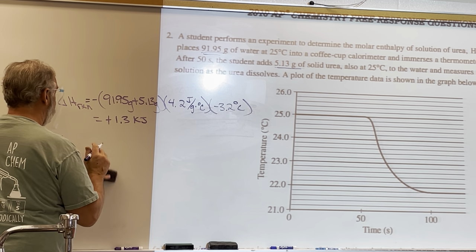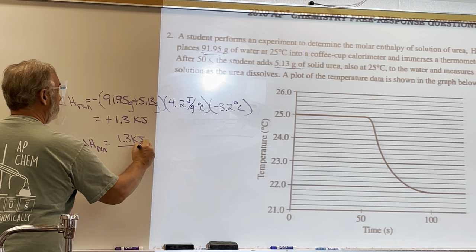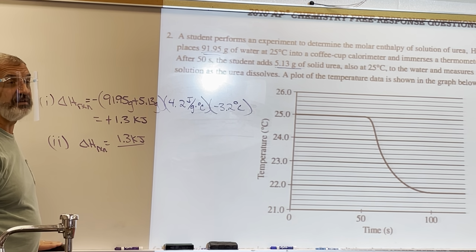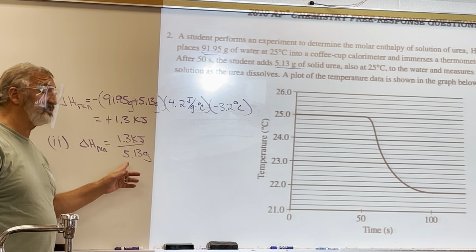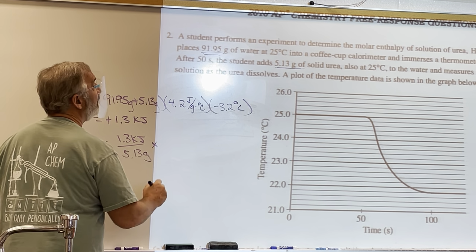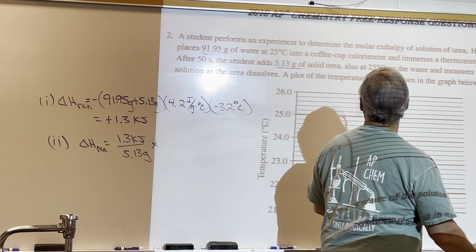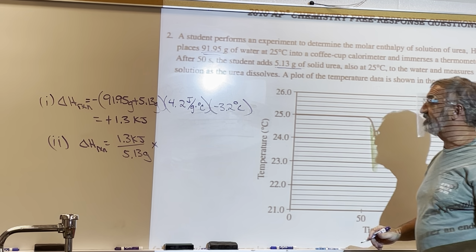So delta H is equal to 1.3 kilojoules divided by what? How much do we dissolve? What mass do I use? 5.13 grams. If it wanted kilojoules per gram, I would just stop there. How do I go to moles? Molar mass. Times the molar mass of the urea, that I use urea a ton. So it's got to be 2 times 14 is 28, plus 12 makes 40, 44 plus 16 makes 60. 60.06.